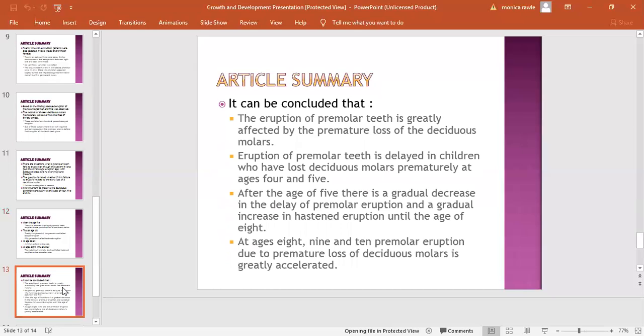So it can be concluded that the eruption of premolar teeth is greatly affected by the premature loss of the deciduous molars. Eruption of premolar teeth is delayed in children who have lost deciduous molars prematurely at ages 4 and 5. After the age of 5, there's a gradual decrease in the delay of premolar eruption and a gradual increase in hastened eruption until the age of 8. At ages 8, 9, and 10, premolar eruption due to premature loss of deciduous molars is greatly accelerated.